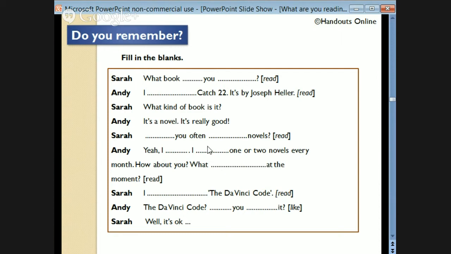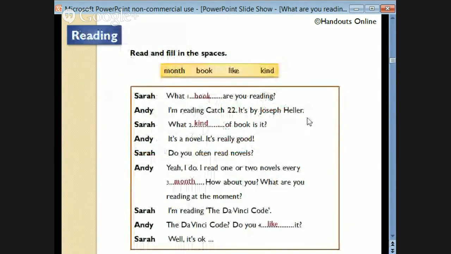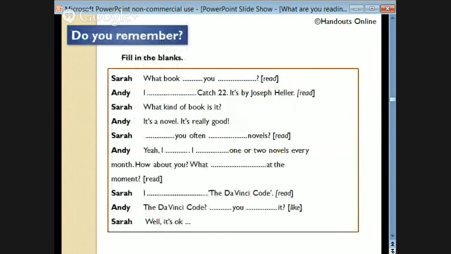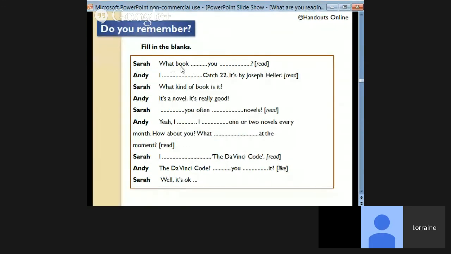So I am going to go back to the dialogue. What book are you reading? In the next one, we have blanks. What should go on the blanks? What book? Yes. What book are you reading? Good.